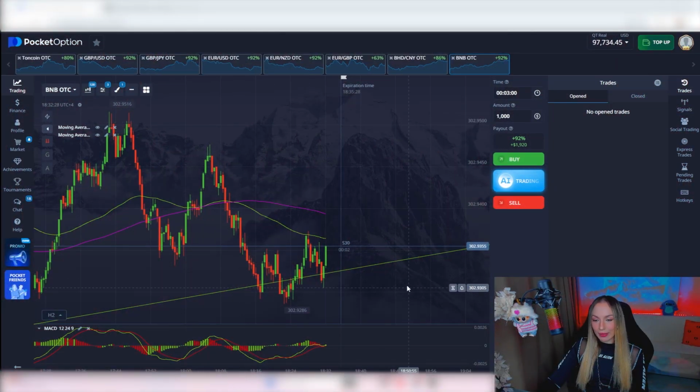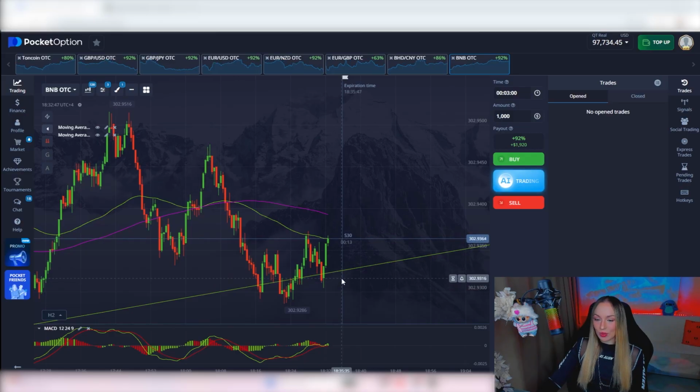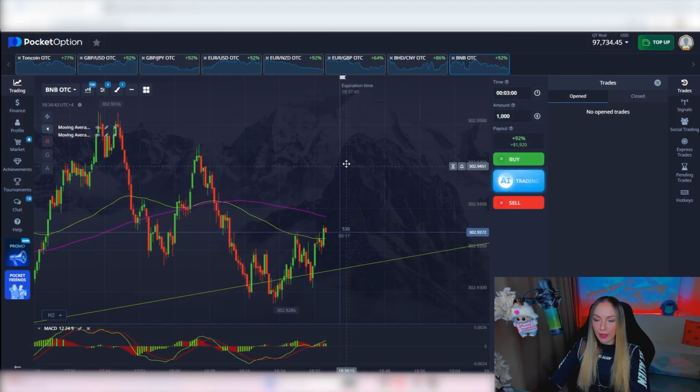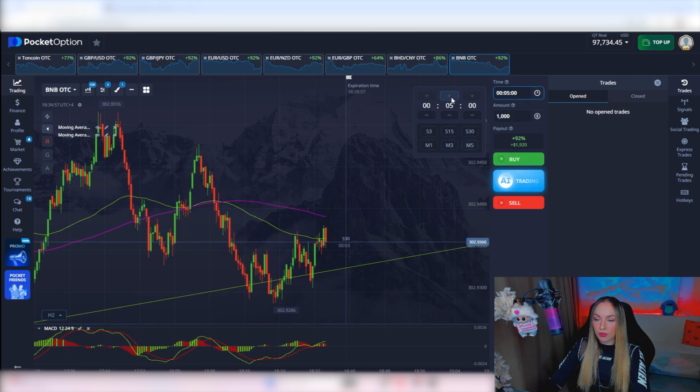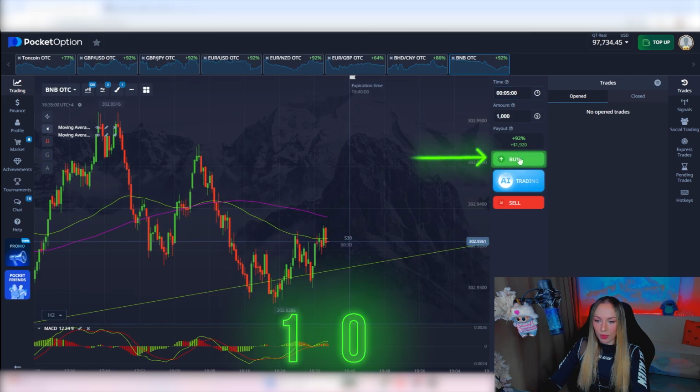Just like BNB is right on the support line, and it seems like it wanted to break it, but right now it starts going up, so maybe I will open the trade up here, because seems like our price didn't manage to break the support line. BNB finally managed to start going up. It doesn't have enough volatility to tell the truth, so I would open here maybe the trade not for 3 minutes, but like for 5 minutes in the upward direction.